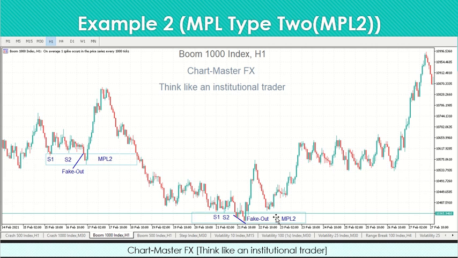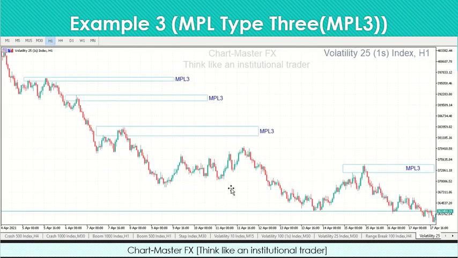We go on to example number 3, which is MPL3. You can see, guys, here that we had a drop in price and a high is created, then we have a higher high. Then in the second example, we have a drop in price, then the price forms a high, then we have a higher high, then we can draw our MPL.